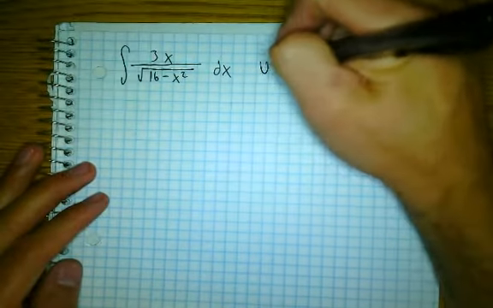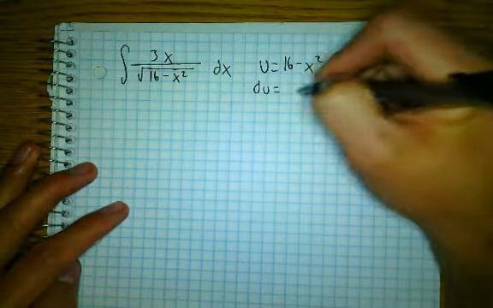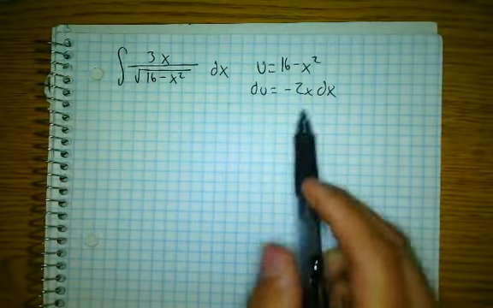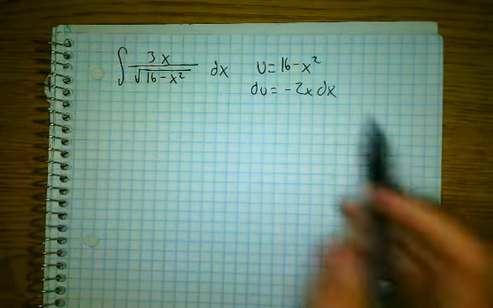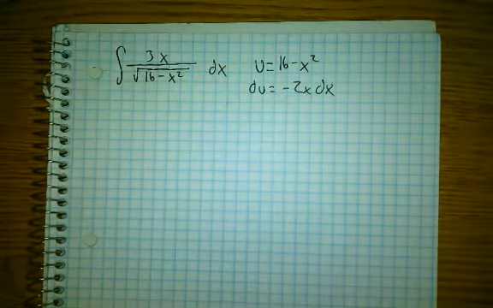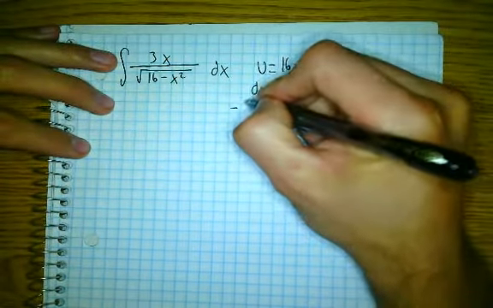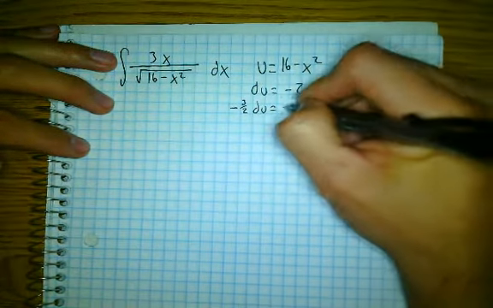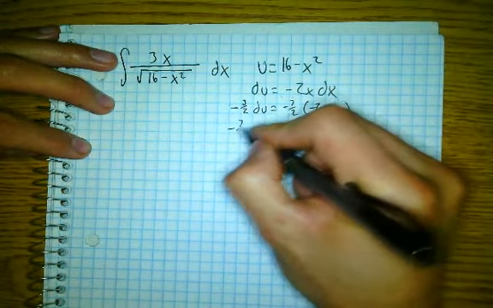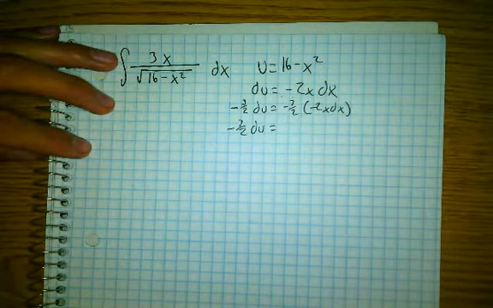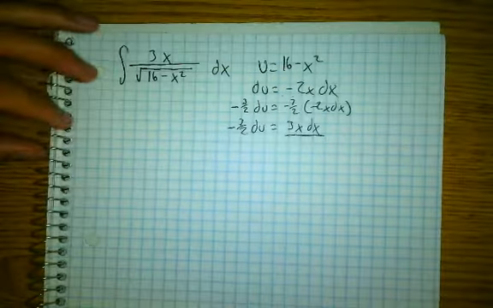Very quickly, I'm going to let u equal 16 minus x squared. If I take the derivative of that, I get negative 2x dx. It's not exactly what I have here, but I can make it happen. How can I get this to be 3x? Multiply by negative 3 halves. I can multiply both sides by negative 3 halves. Now negative 3 halves times negative 2x dx gives negative 3 halves du equals 3x dx, which is what I have in this problem.